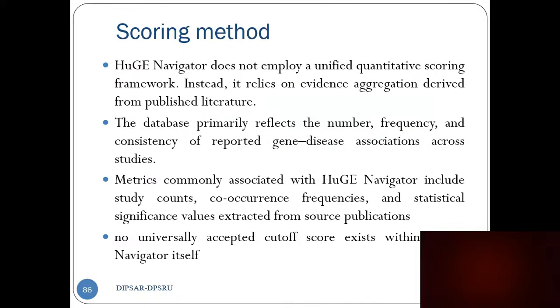If we talk about the scoring methods of HuGE Navigator, it does not employ a unified quantitative scoring framework. It relies on evidence aggregation derived from the published literature. So the database primarily reflects the number, frequency, and consistency of reported gene-disease associations across the studies, right? There is no universally accepted cutoff when we talk about HuGE Navigator, right?